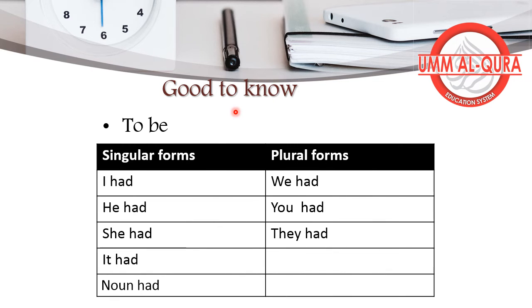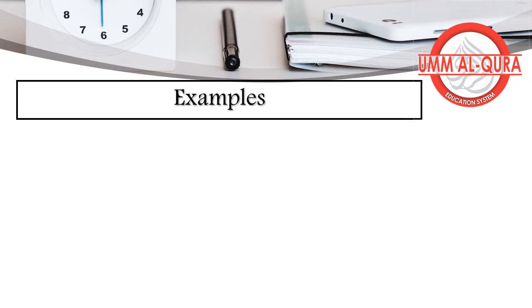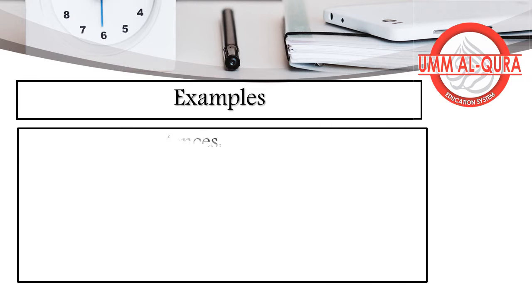What are the helping verbs we will use in past? Obviously, the same helping verb will be used for both forms, singular and plural. We will use had. For example, you can see over here: I had, he had, she had, it had, noun had. We had, you had, they had. So now it is easier for you to make the tense. Now, how will we make the tense? But before that we have to learn about the examples.